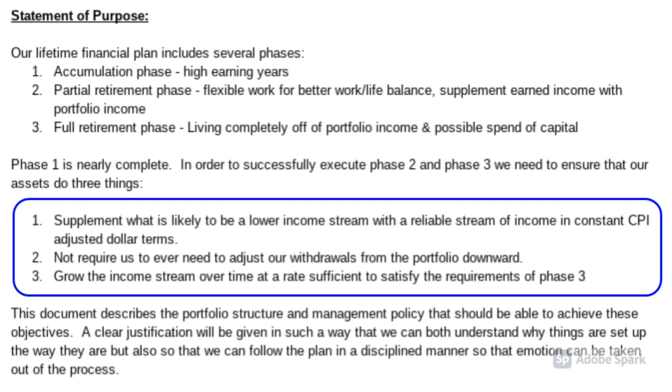I won't be able to cover them all in a single video, much less how they work together, so stay tuned. Before I do, I wanted to remind everyone what my personal portfolio objectives are. 1. Supplement what is likely to be a lower income stream with a reliable stream of income from the portfolio in constant CPI-adjusted dollar terms. 2. Not require us to ever need to adjust our withdrawals from the portfolio downward. 3. Grow the income stream over time at a rate sufficient to satisfy the requirements of Phase 3. With this in mind, I will start to discuss components one at a time.